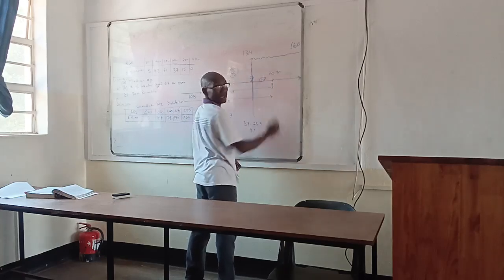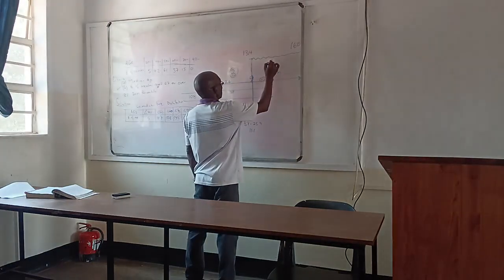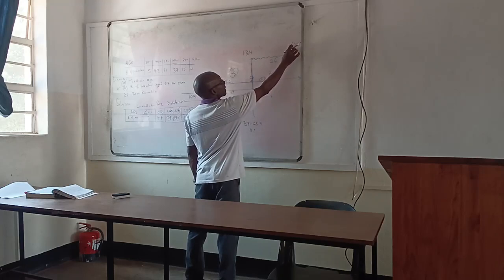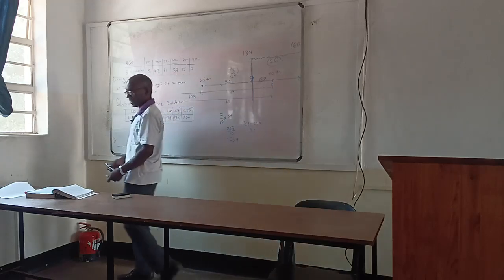So people aged 67 and more is going to be 26. You subtract this one: 160 minus 134 is 26. What we have done there is interpolation.